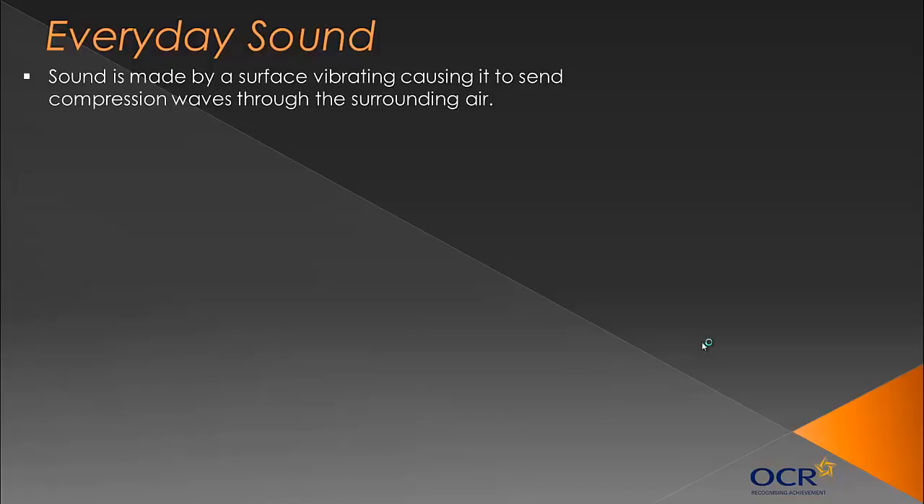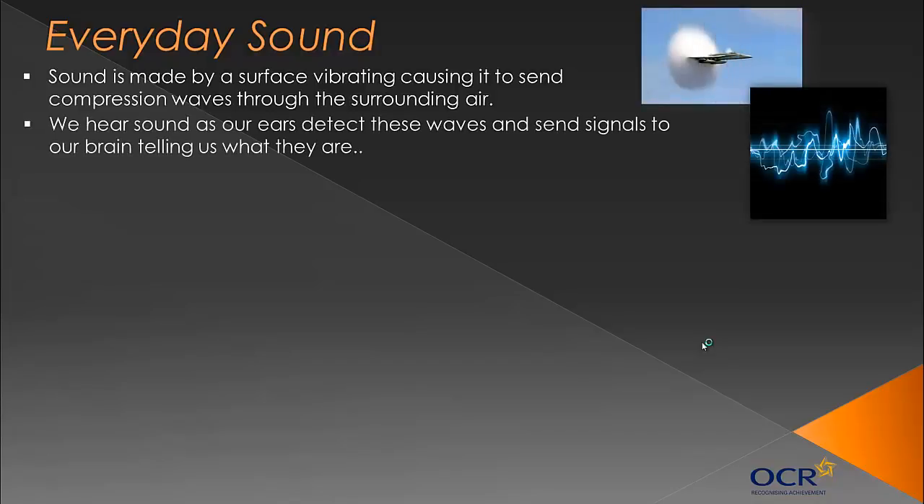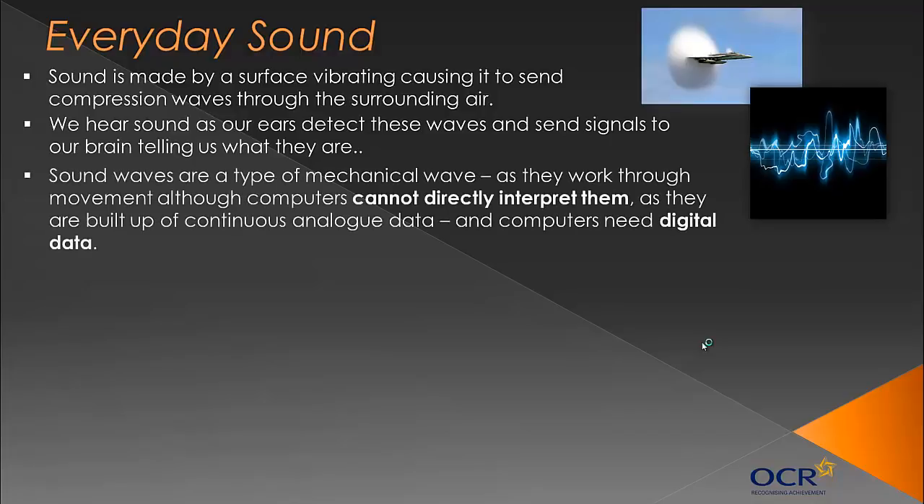So sound is made by a surface vibrating, which causes it to send compression waves through the surrounding air. Some of this may be GCSE physics recap for you. This is just how sound is actually made, and it's an important concept to grasp. So sound is essentially waves vibrating through the air, caused by an object moving around, and we hear sound through our ears. They're a type of mechanical wave, a transverse wave, if that's GCSE physics again, as they work through movement.